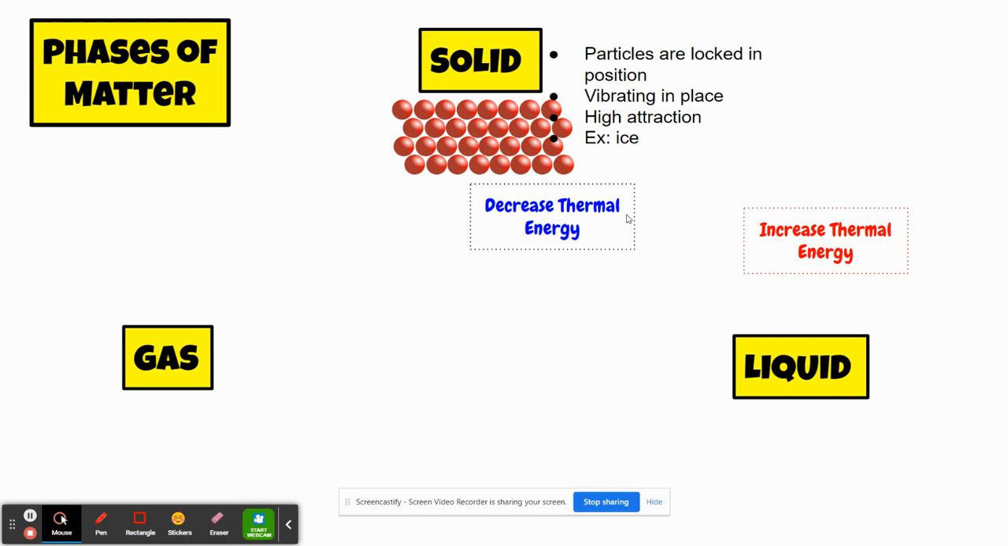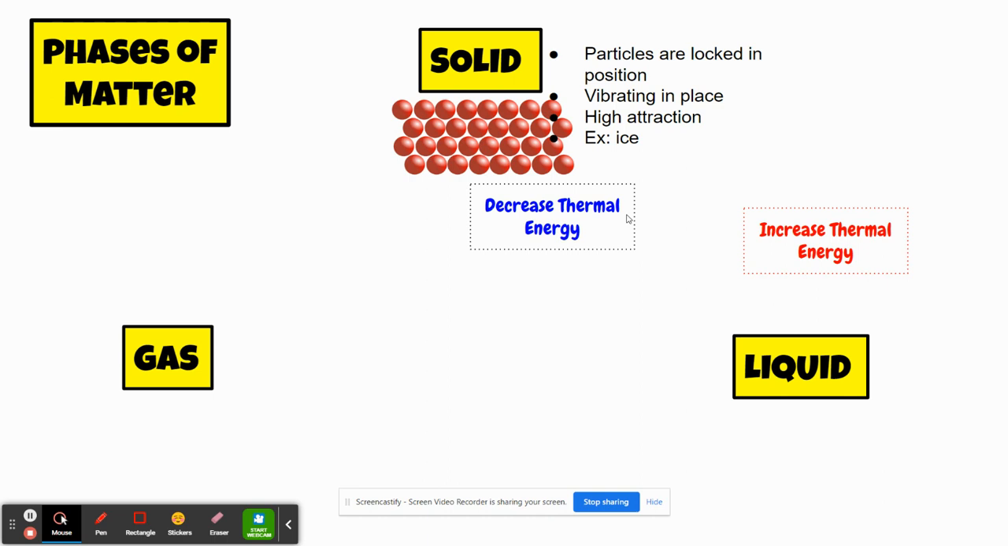So this is what a solid looks like. In that little box right there, you can draw some molecules that are locked in position. They're vibrating in place, and they have a high attraction to each other. That is what a solid is. That's something that's just review. You already know that.